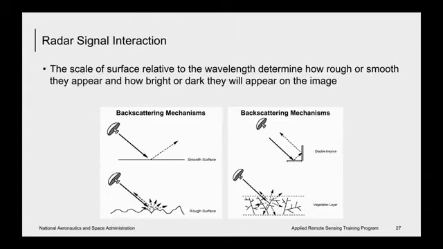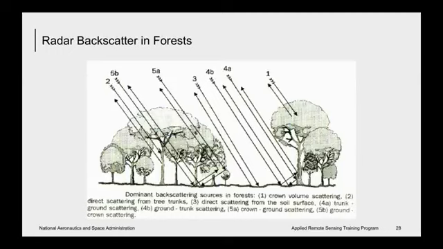And it usually consists of multiple bounces and reflections from different components within the volume. You can have volume scattering within a snowpack, for example, or within a vegetation layer. So this next slide is an example of volume scattering in a forest. And scattering may come from the leaf canopy at the top of the trees, the leaves on the branches further below, the tree trunks. And this figure illustrates all of the possible scattering mechanisms within a forest, including crown volume scattering, direct scattering from the tree trunks, direct scattering from the soil surface, trunk ground and ground trunk scattering, or crown ground or ground crown scattering.